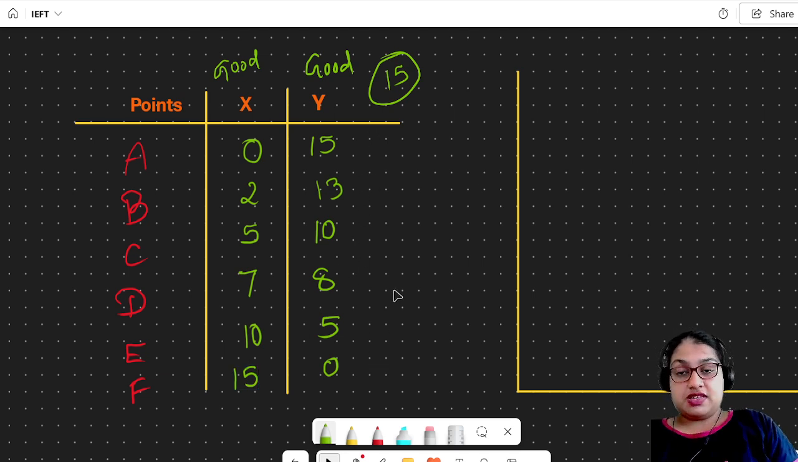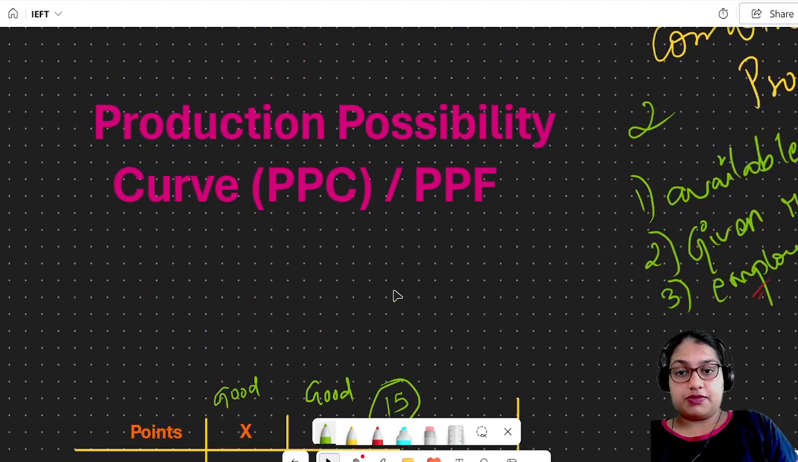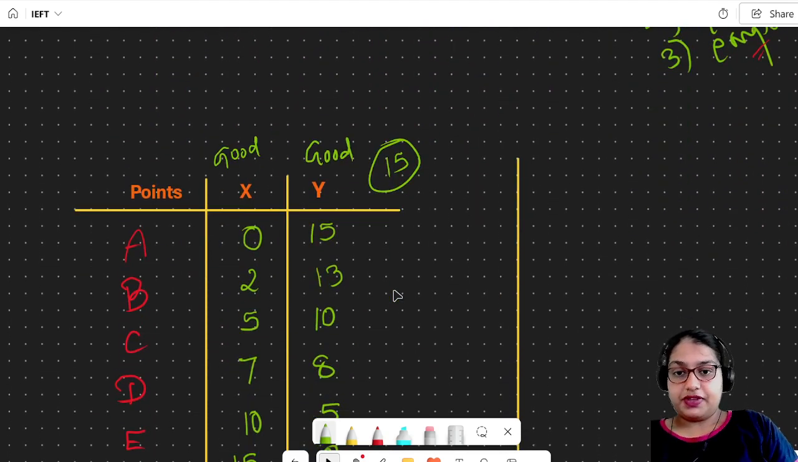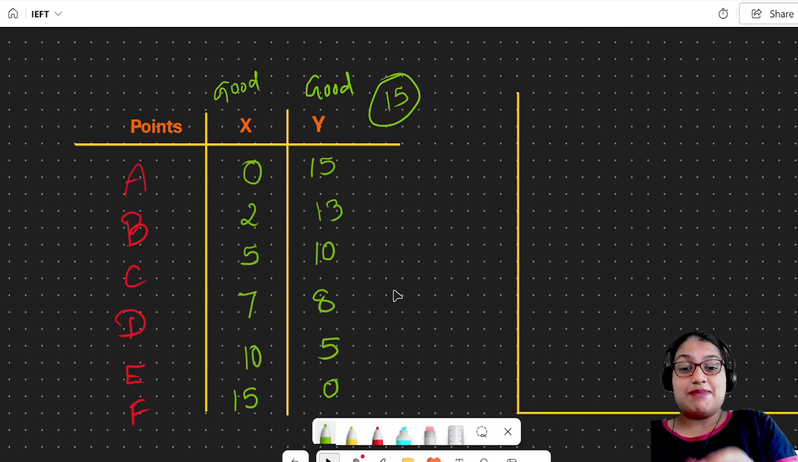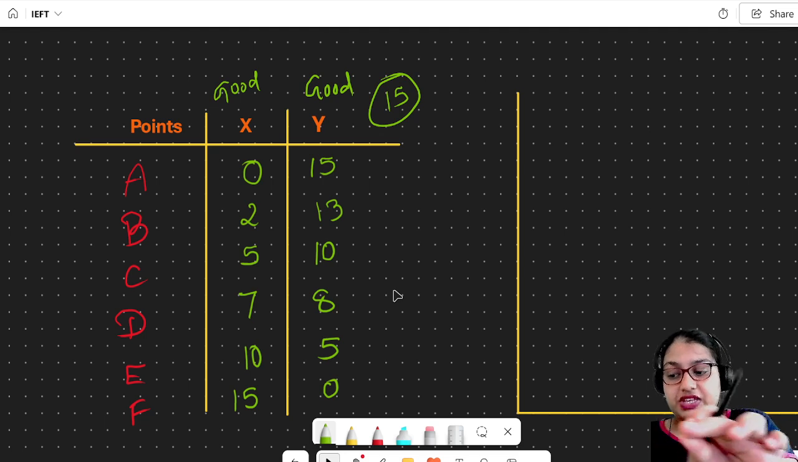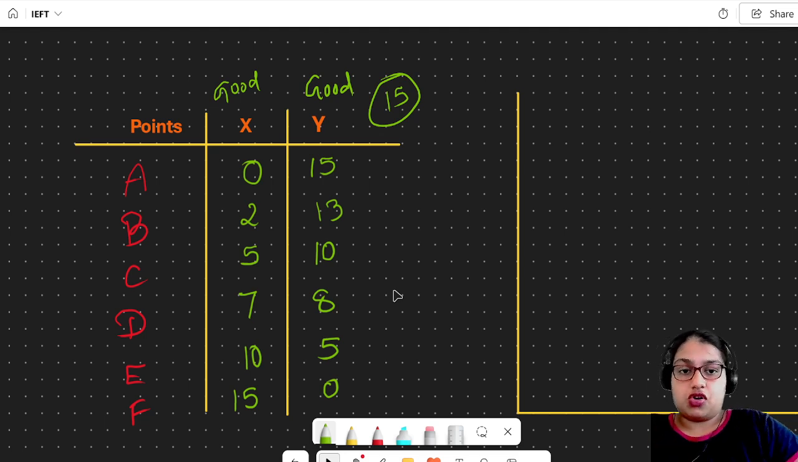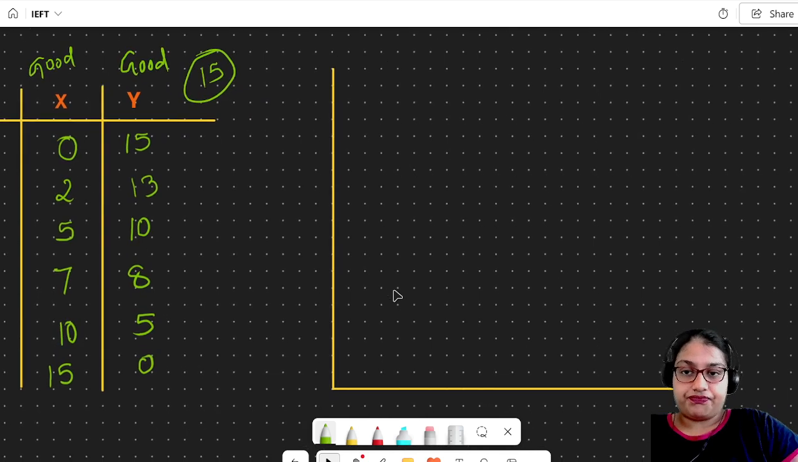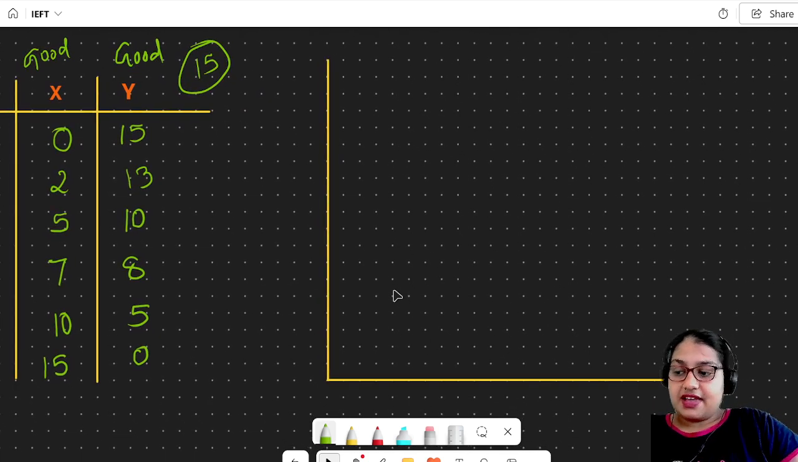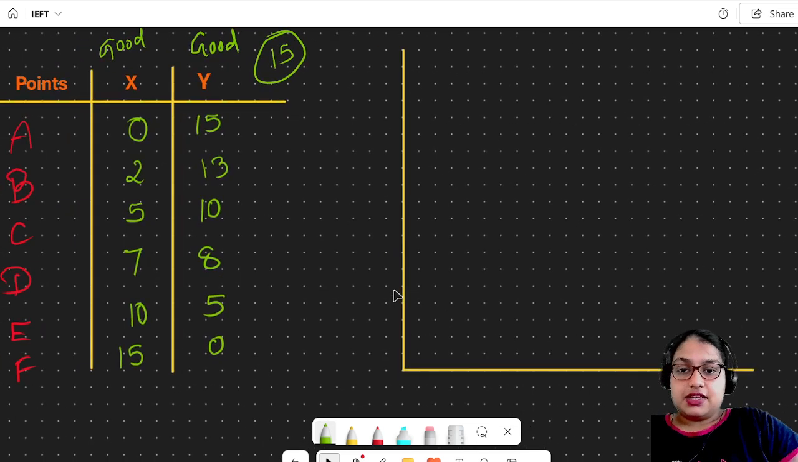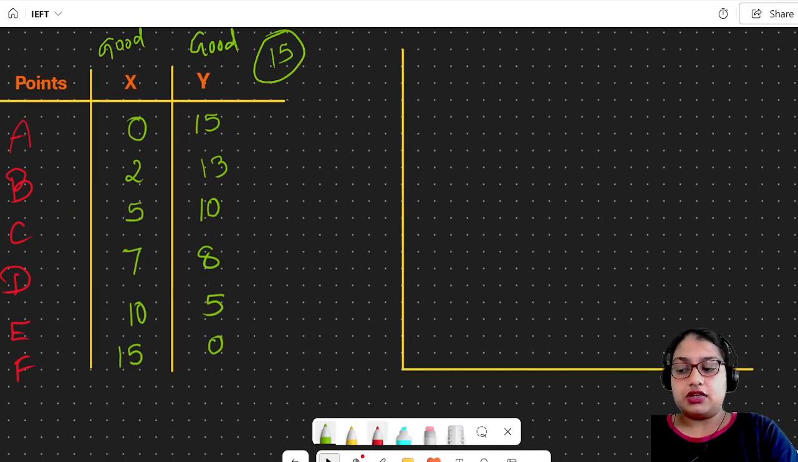Okay. So this is a table. I'm telling about production possibility curves. Okay, PPC. So this is a PPC table. What is this? This is a PPC table. So with the help of this table, I have to draw the curve, the graph. Okay, I have A, B, C, D, E. So you can either mark it accordingly or you can just go for it. See, A will be, where will be A?